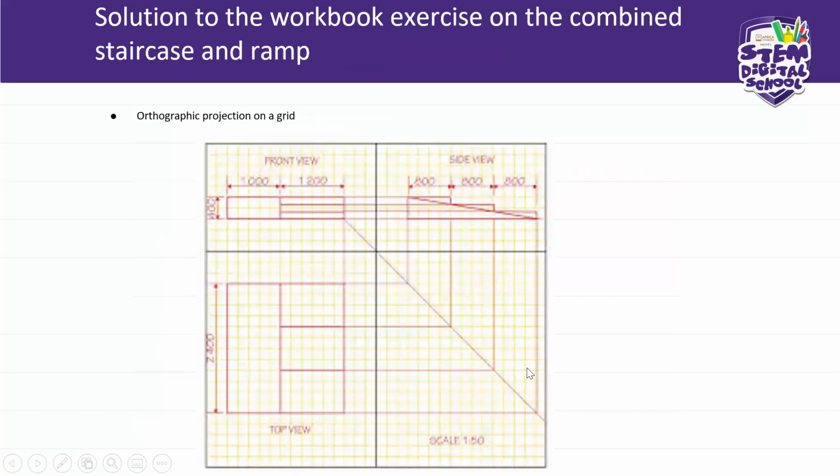So this is the combined staircase and ramp that you did yesterday. Right? And the same applies. If you can look on the side, you can see the ramp and the staircase. Here, you can see the steps. There are the steps. There are the steps. And there is the ramp. You see it in your side view. Okay? This one is a little bit complex.